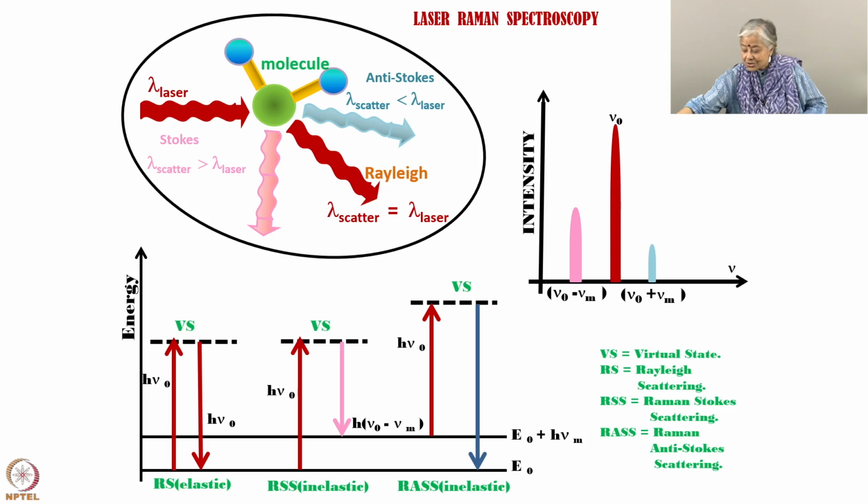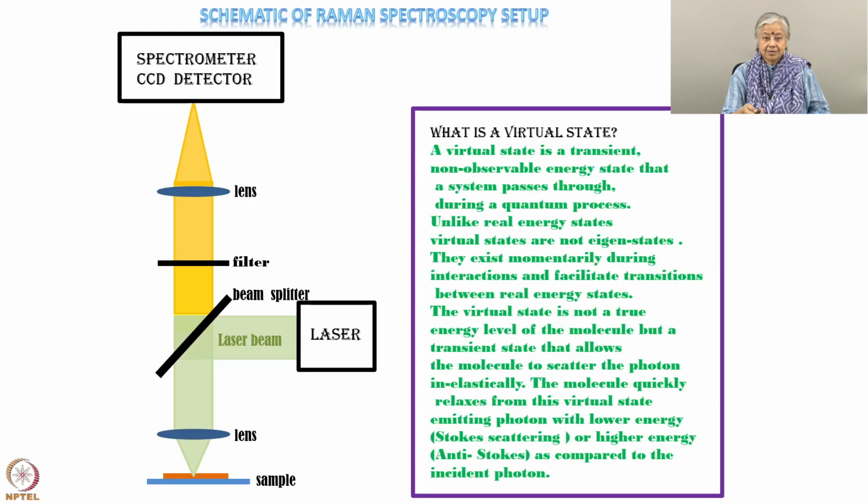Okay. So, now I just want to show you a schematic of the Raman spectroscopy setup. Okay, before that I think you should know a little bit about this virtual state. Virtual state seems so vague, wonder what it is all about. What is a virtual state? It is not even an exact eigenstate.